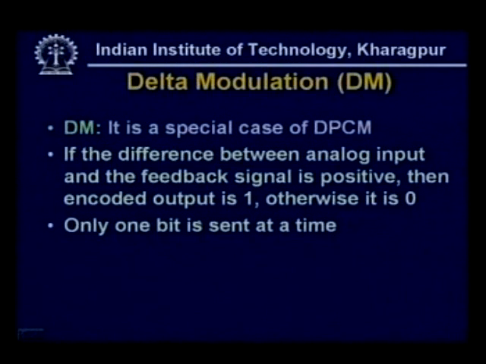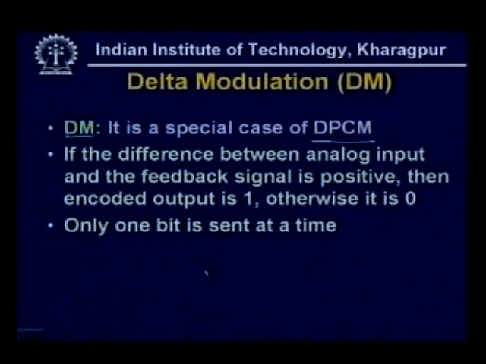However, a very special case of differential PCM is DM, which stands for delta modulation. In what way is it a special case of differential PCM? In differential PCM, we are sending the difference between two consecutive sample values. Now, the difference we are reducing to a single bit. We are sending either 0 or 1.